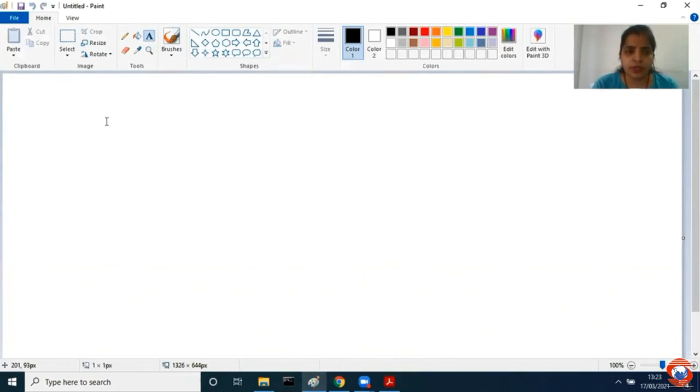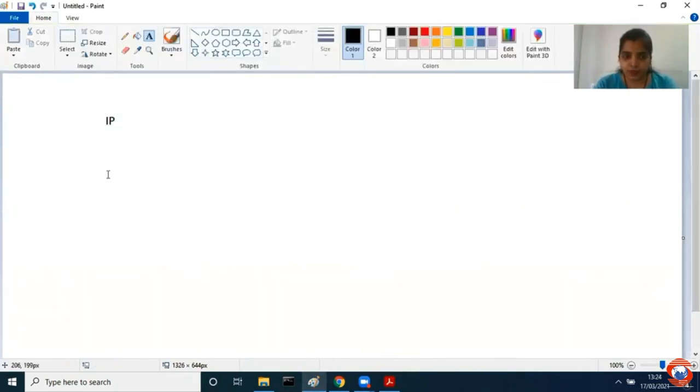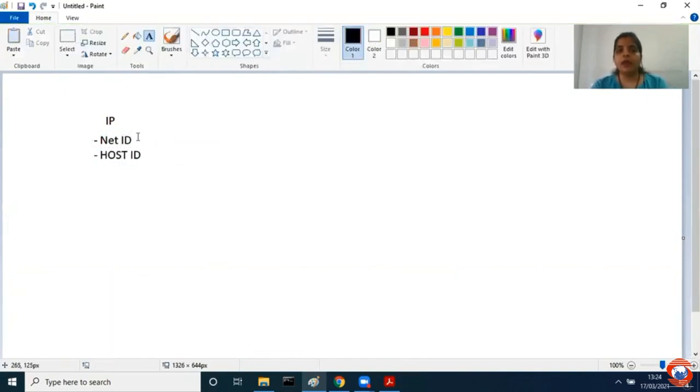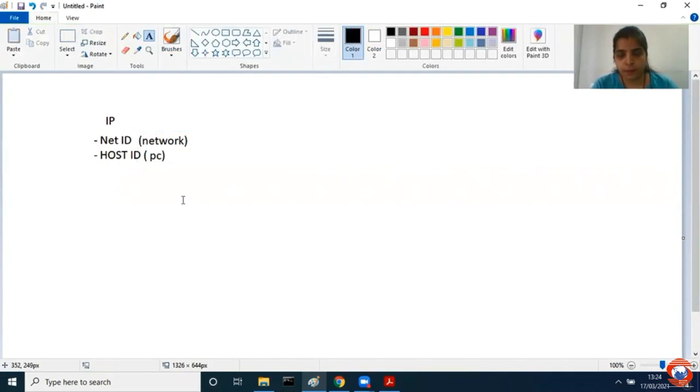Now, the next question comes: when I talk about an IP address, it is divided into two parts. One is the net ID and another is the host ID. The net ID says I can identify in which network that machine belongs, and the host ID says I can identify the PC I am referring to.